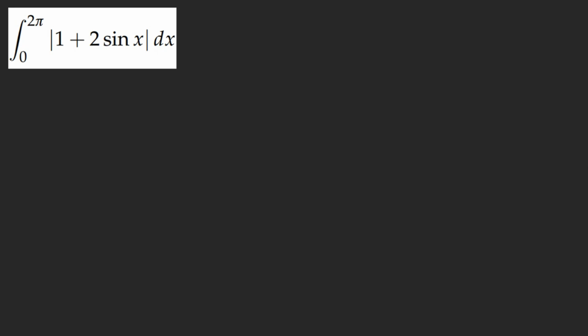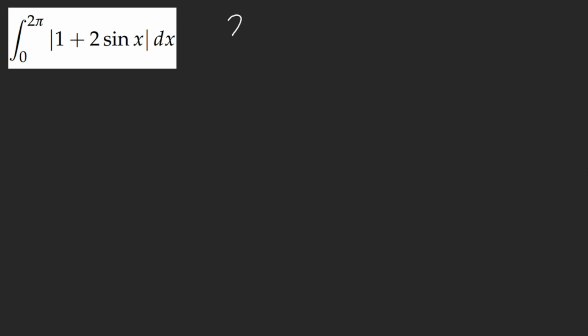Oh god. I honestly don't feel like doing this absolute value integral. But sometimes we don't have a choice when we compete at advanced level integration bees, right? So what do we do? I need to find the balance for this.